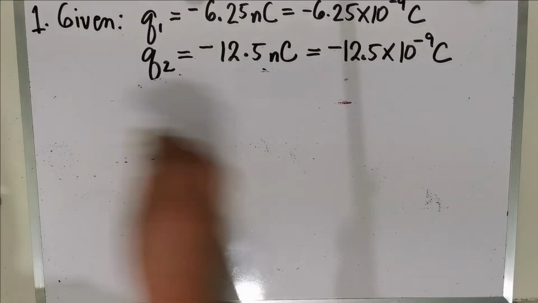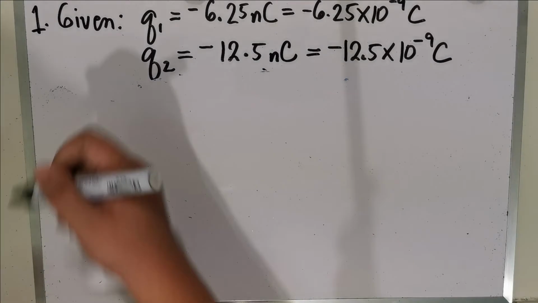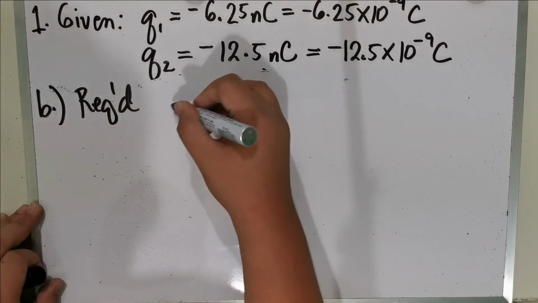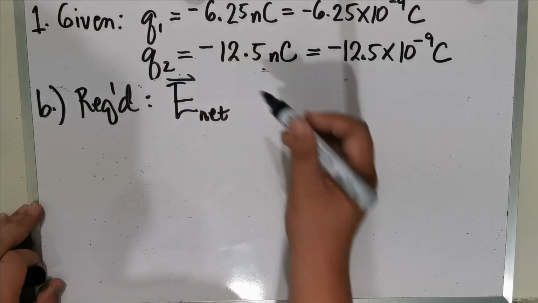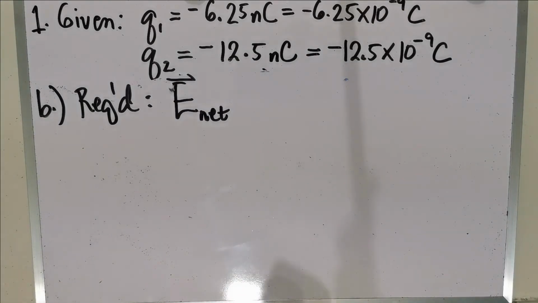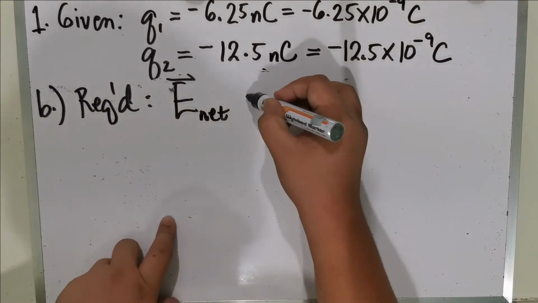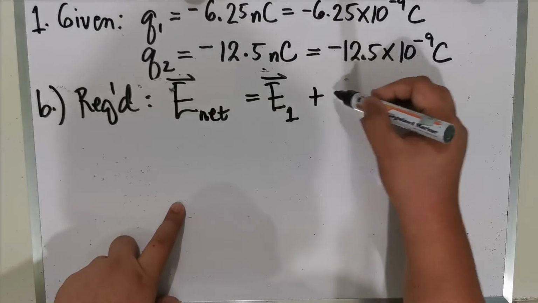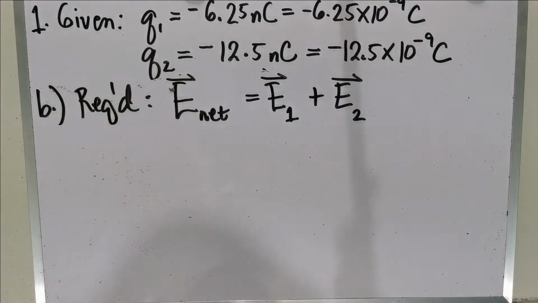So for our problem, letter B, the required is the net electric field that these charges produce at point P. So in this case, since there are two charges producing an electric field at point P, meaning to say, this is the electric field produced by Q1 at point P, and this is also the electric field produced by Q2 at point P.